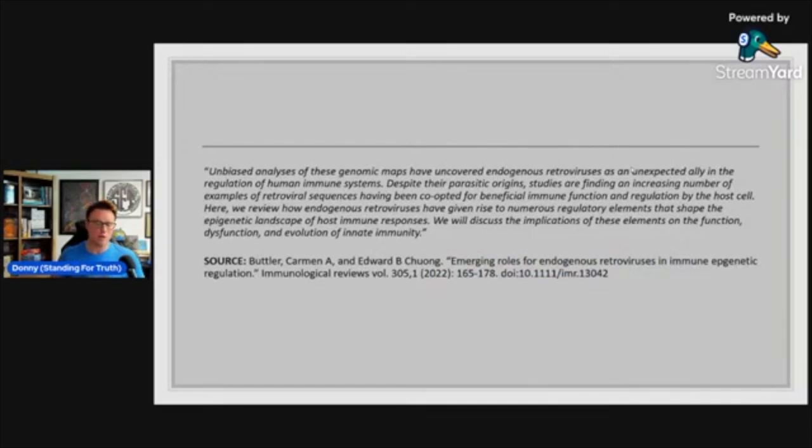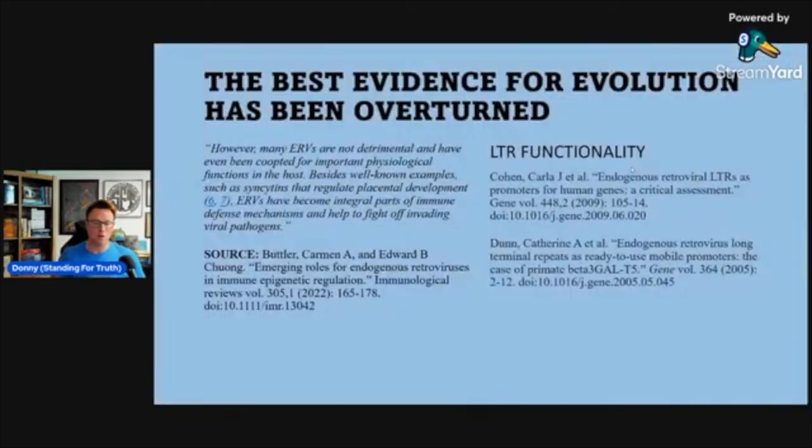Here's another paper, emerging roles of endogenous retroviruses in immune epigenetic regulation. We have this whole extra layer of complicated information called the epigenome. And it's a control system, because if every single gene was turned on, that'd be bad. If every single one of your genes was turned on at the same time, that would lead to disease. It'd be harmful. You'd die. So we have to have some kind of control mechanism and control system. And that's exactly what we have in terms of the genome. We have this control system, which again points us back to the forward thinker.